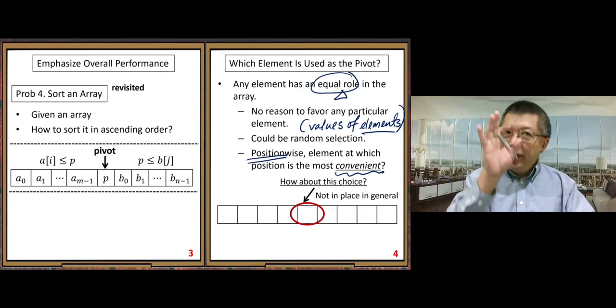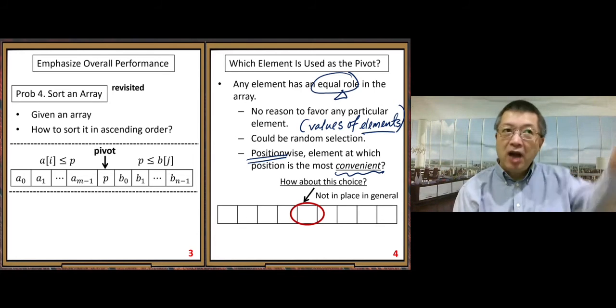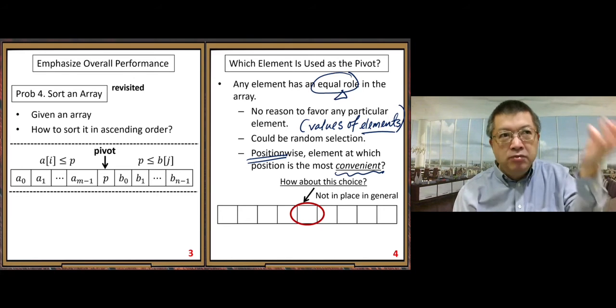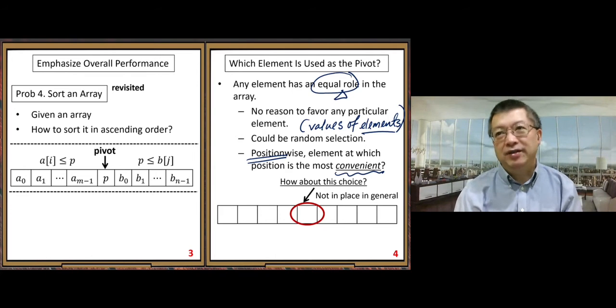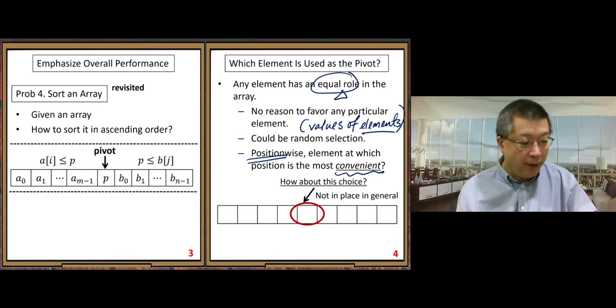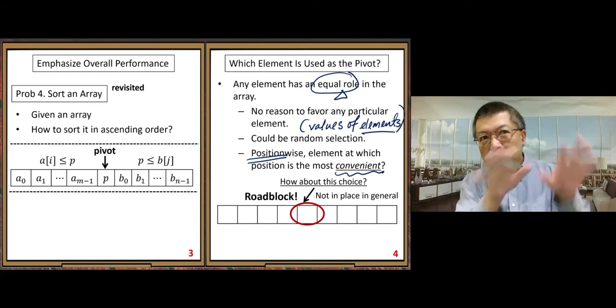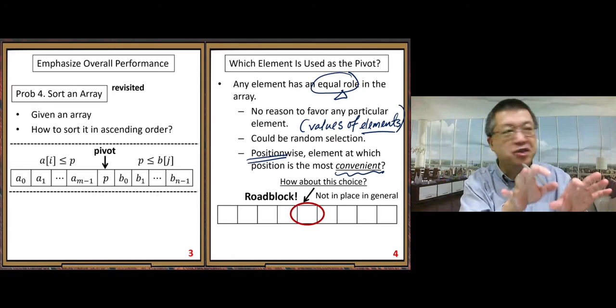First, we know this element is not in place in general, right? When you select an arbitrary one in the middle, most likely it is not in place. Only a very slim chance it happens to be in place. Okay, so that's our observation. Then think about our goal. We want to make this pivot element in place at the end, right? At the end of the divide step.